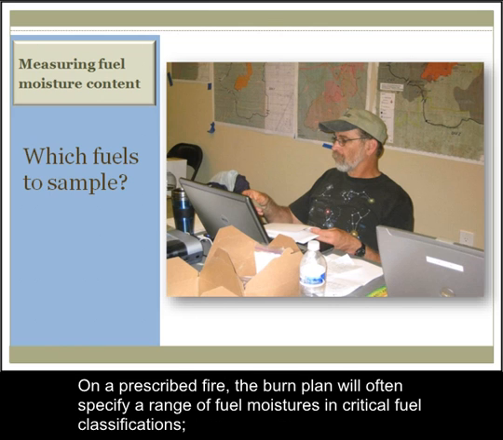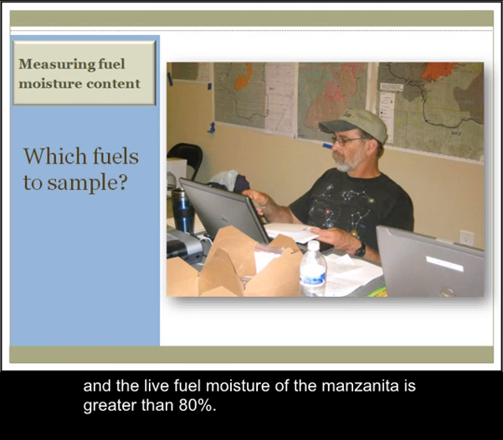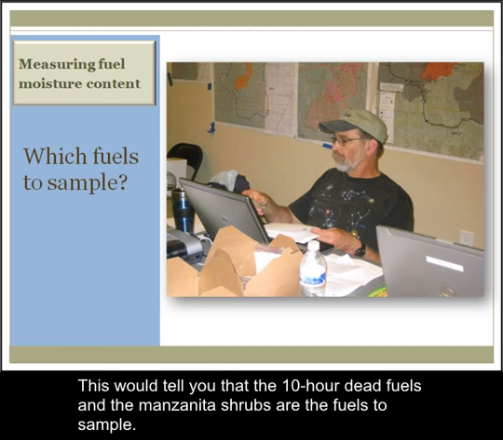On prescribed fire, the burn plan will often specify a range of fuel moistures in critical fuel classifications. For example, the prescription may allow for burning when 10-hour fuel moisture is between 9% and 16%, and the live fuel moisture of the manzanita is greater than 80%. This would tell you that 10-hour dead fuels and the manzanita shrubs are the fuels to sample.